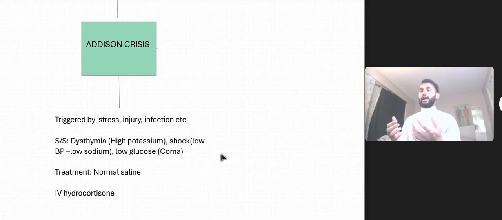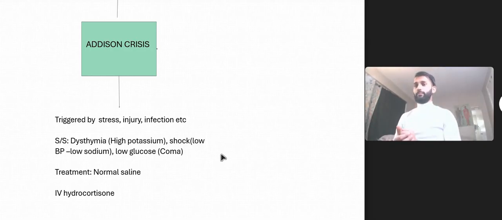Sometimes if you have injury or infection or surgery, those kinds of things are really stressful to your body itself, which can trigger the Addisonian crisis. Signs include dysrhythmias. Why? Sodium goes down really deep, so potassium shoots up to the sky. With high potassium, you can have dysrhythmias. With low sodium, you can go into hypovolemic shock due to the low blood pressure. Your blood sugar will go low to the point where you can go into a coma.